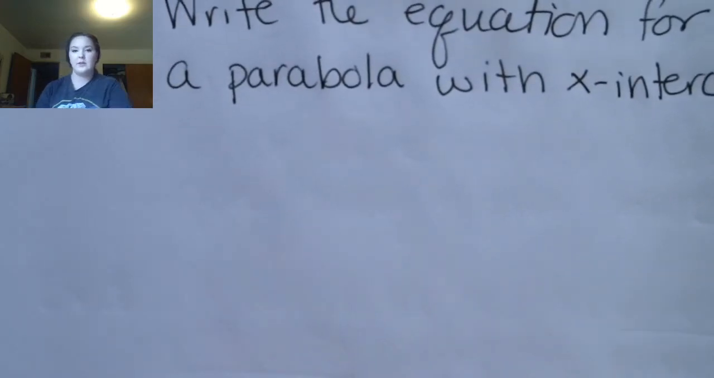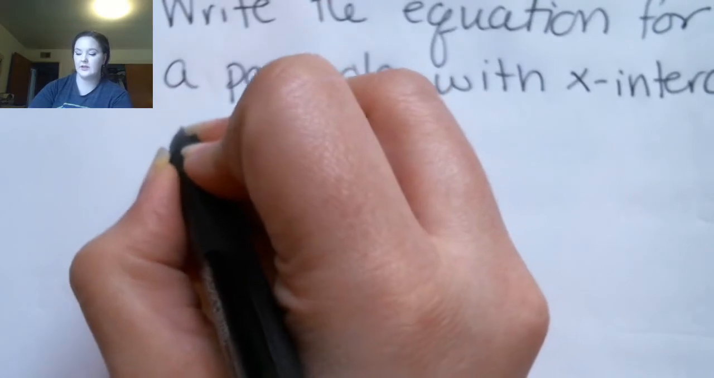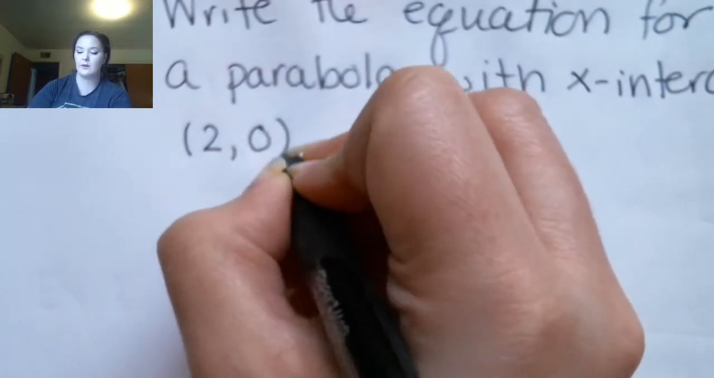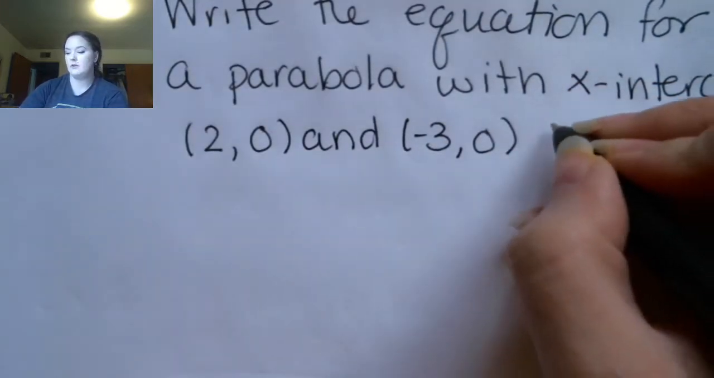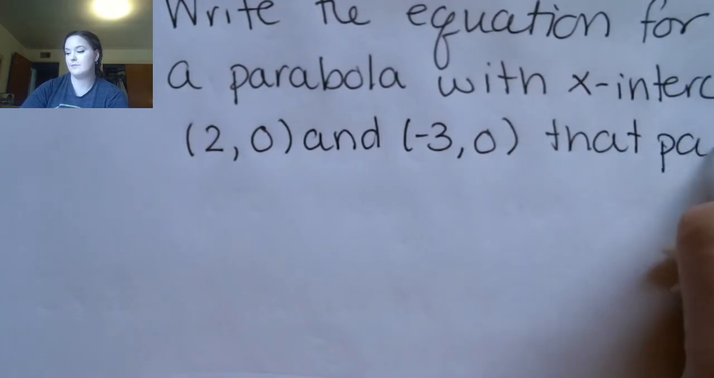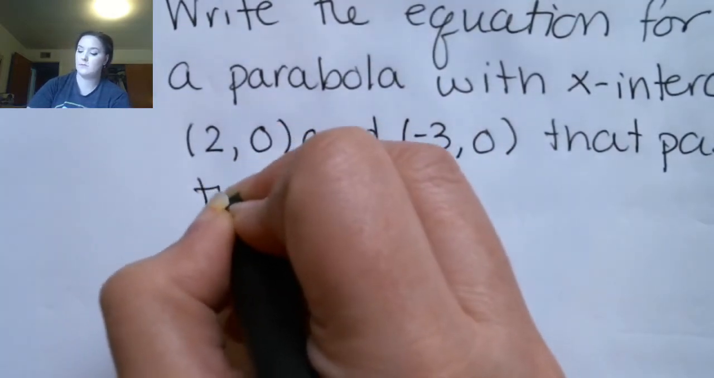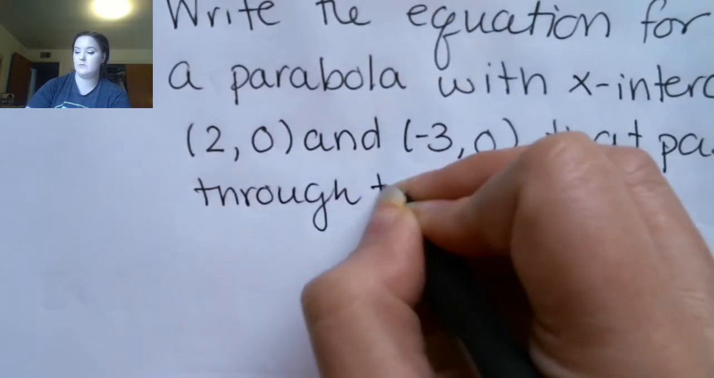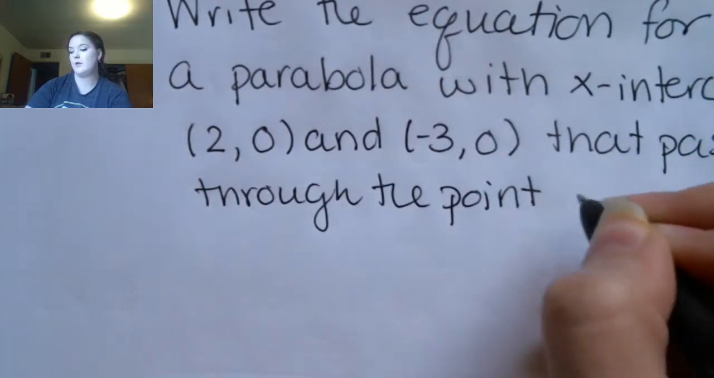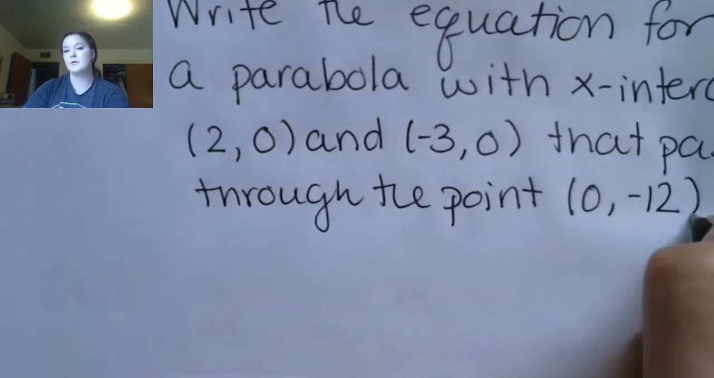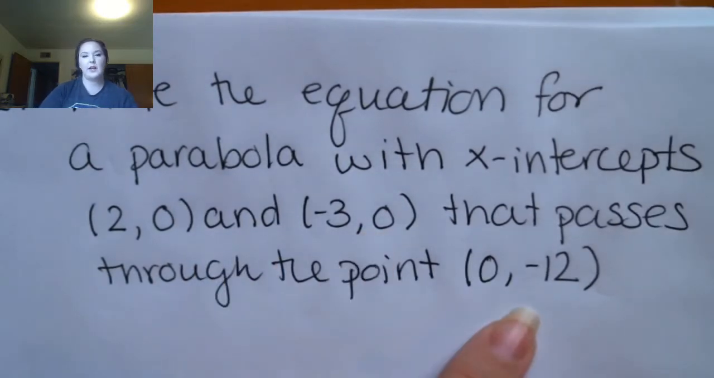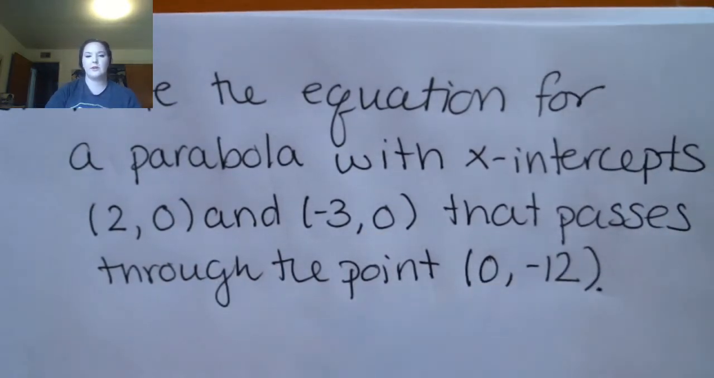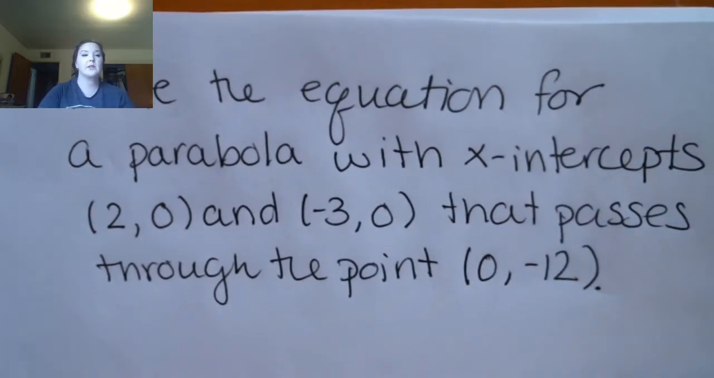We're going to write the equation for a parabola with given x-intercepts, and those x-intercepts are going to be (2, 0) and (-3, 0). It additionally passes through the point (0, -12). So we have these 2 x-intercepts, and then we have a third point, (0, -12). This happens to be the y-intercept, but that's actually not important for this example.